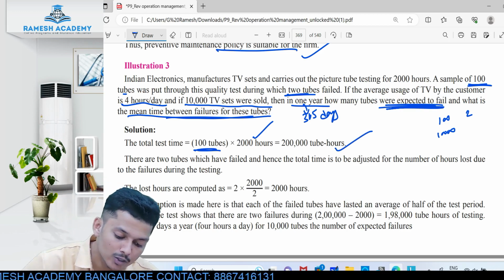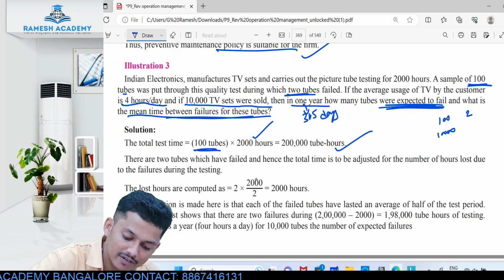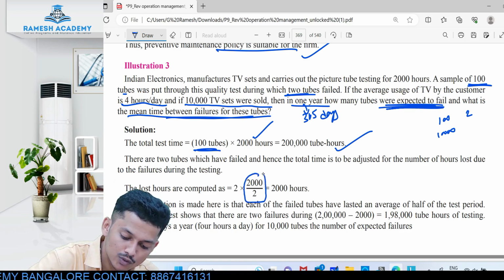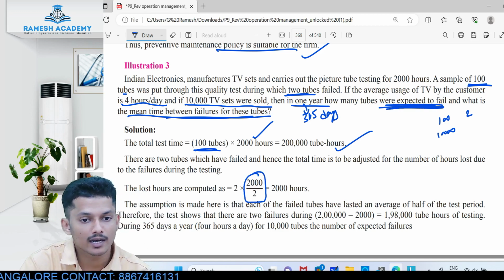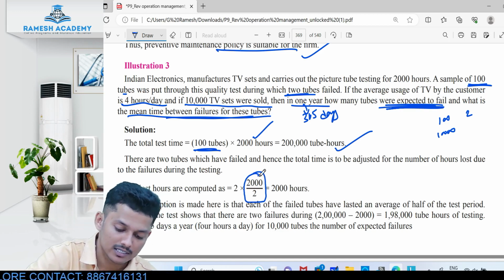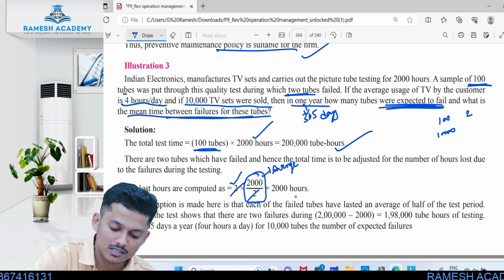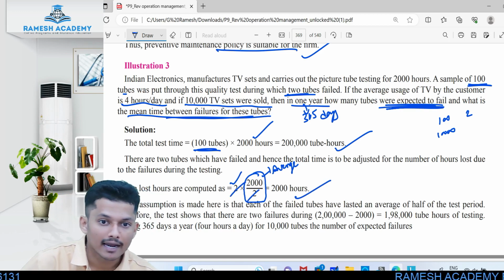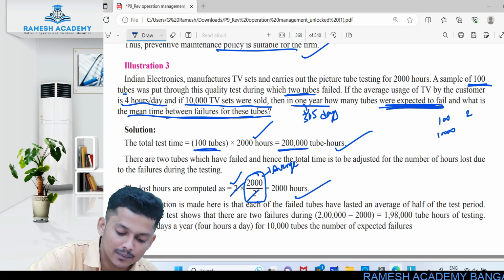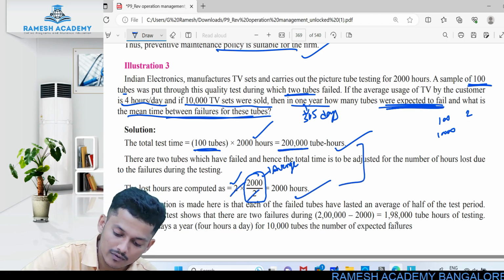Okay, how many tubes are lost? On average you have to take for this, that is 2000 divided by 2. How many tubes are lost? 2. So into 2, this is the average, these are the failure tubes. 2 cancels, 2000 hours is remaining. And from this 2 lakhs, subtract this 2000. You will get 1,98,000 tube hours of testing.